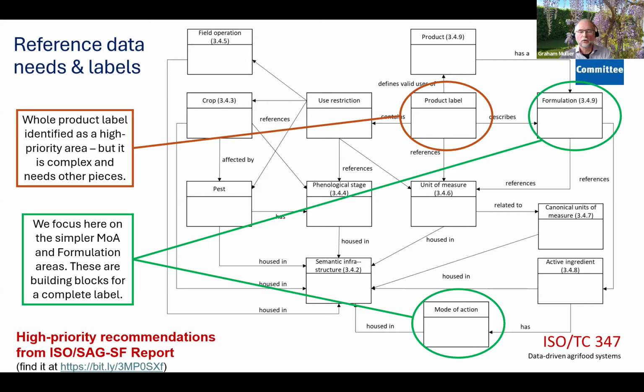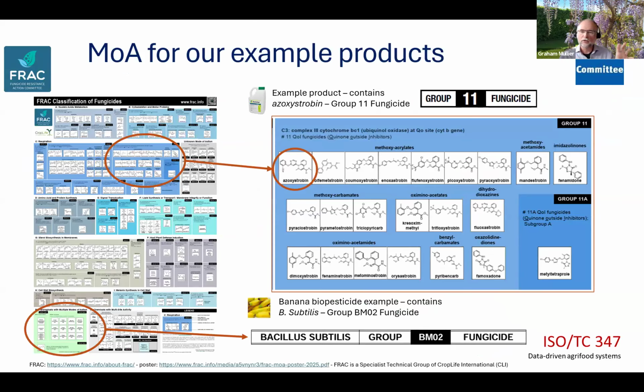And they're pieces that, a bit like a jigsaw, can begin to fit together with other things that we might see here, crops, units of measure, and so on, that can build up to eventually give us a complete product label. So let's look at one of those. Let's look at mode of action. I'm starting again with this particular product I used. So it's a group 11 fungicide.